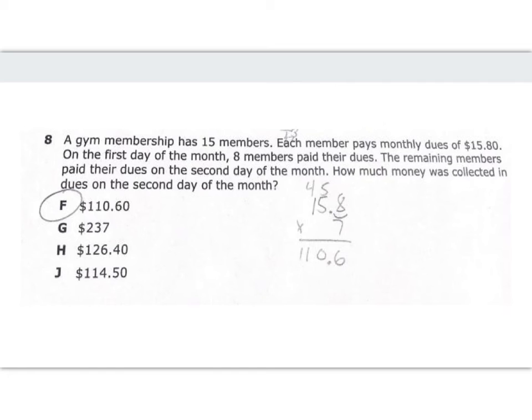So first thing we need to do is figure out how many members paid their dues on the second day of the month. So if 8 paid on the first day and we have 15 members, we can do 15 subtracted by 8 and figure out that 7 people paid on the second day of the month. If each member has to pay $15.80, we can multiply that by 7, and the total amount of money they collected would have been $110.60.